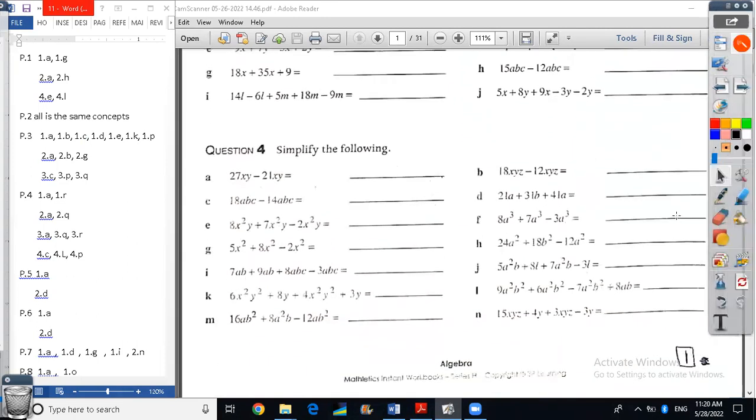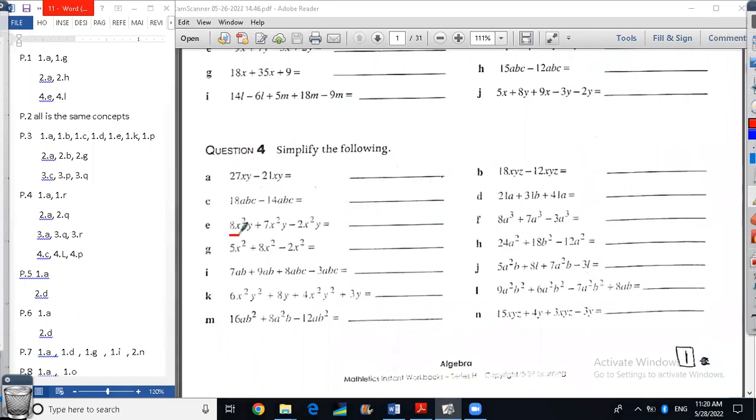Question 4E here. All right, let's have a look at this. Mister, it's 8x squared y plus 7x squared y minus 2x squared y. All right, all the variables are the same. All of them are x squared y. So I'm going to do them all together. 8 plus 7 is 15 minus 2 is 13x squared y.